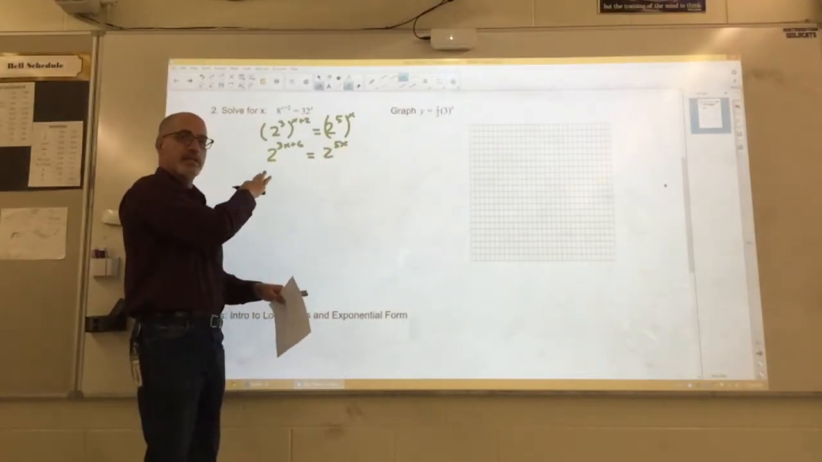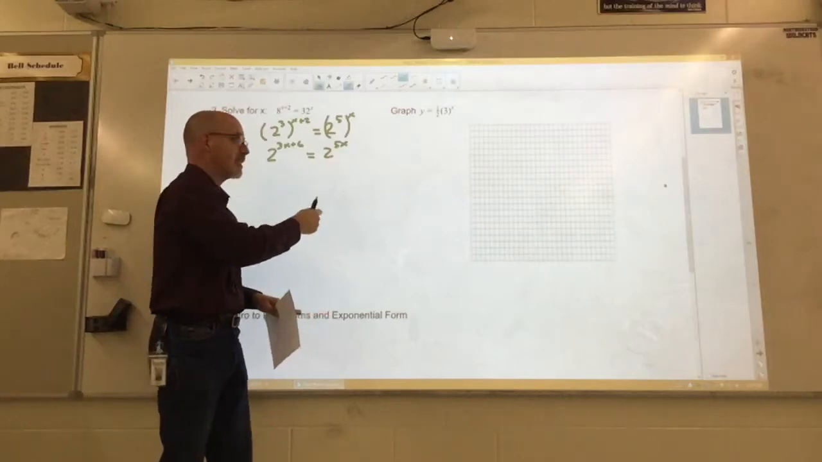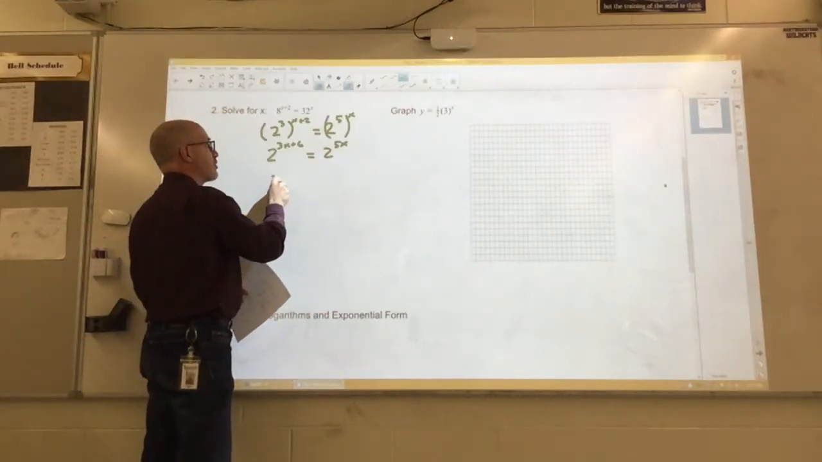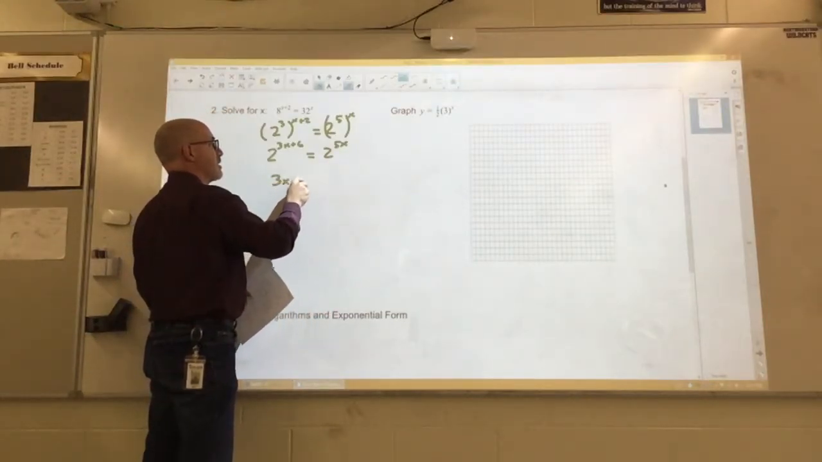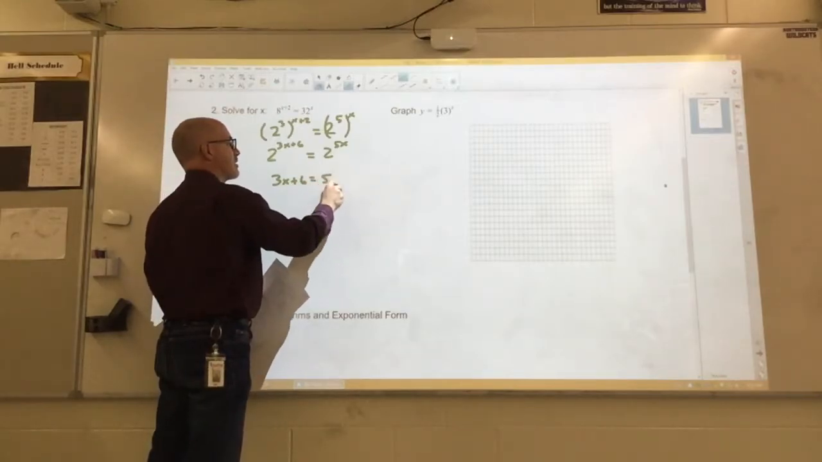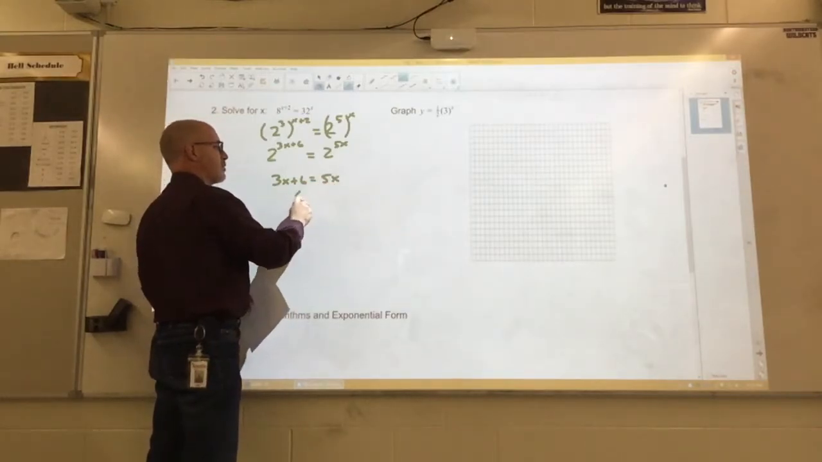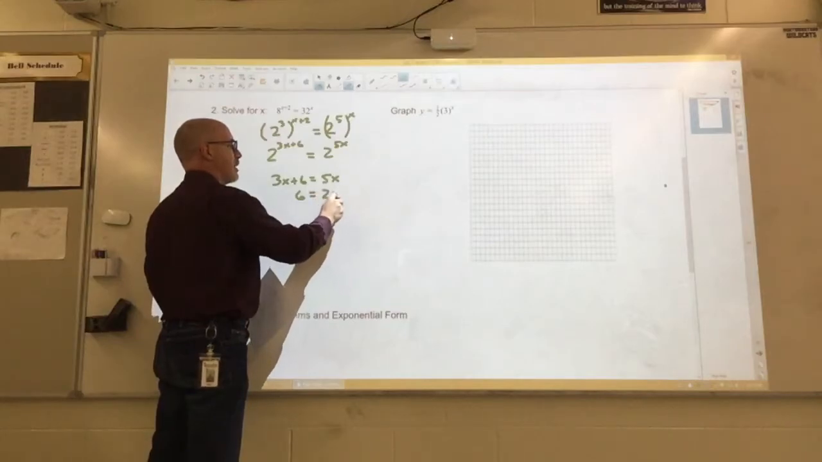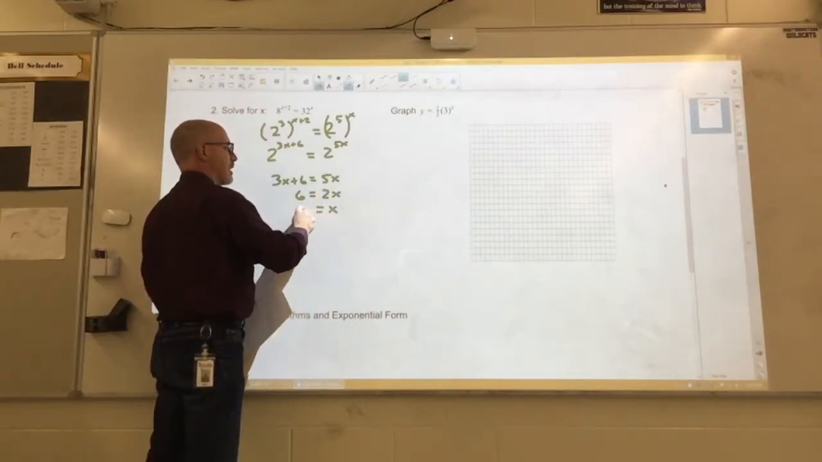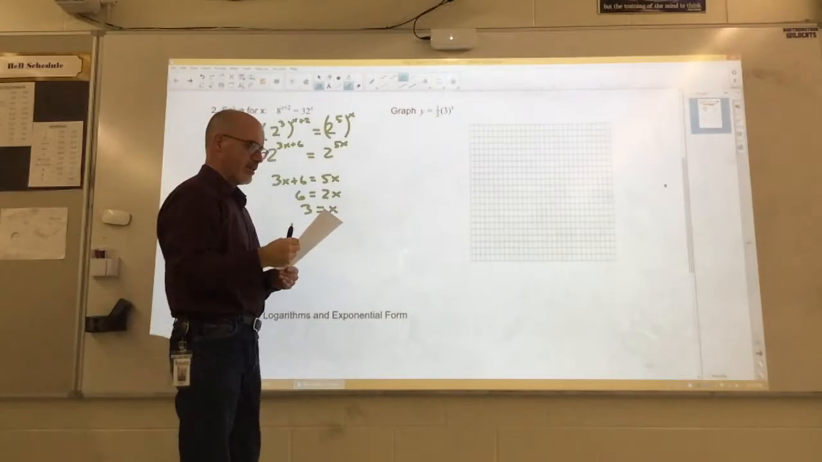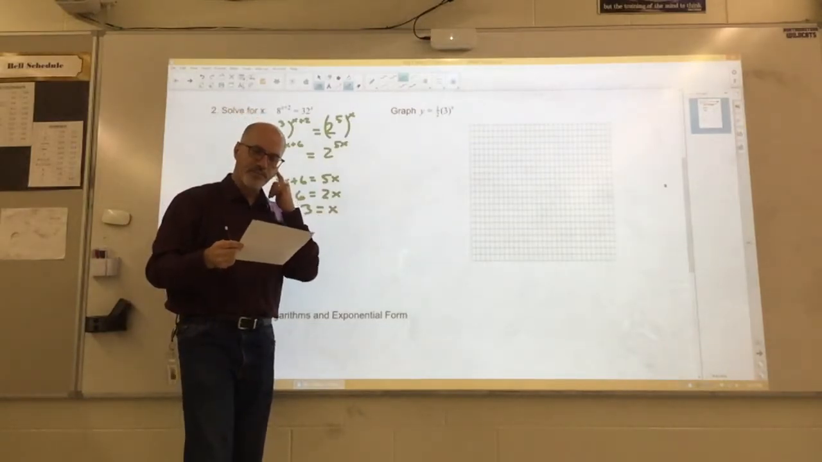Once you get them with the same base on both sides, you can set the exponents equal. So 3x plus 6 equals 5x. Subtract 3x from both sides, you get 6 equal to 2x. Divide by 2, you get x equal to 3. So that's how you solve an exponential.